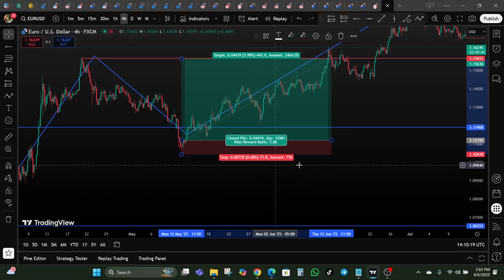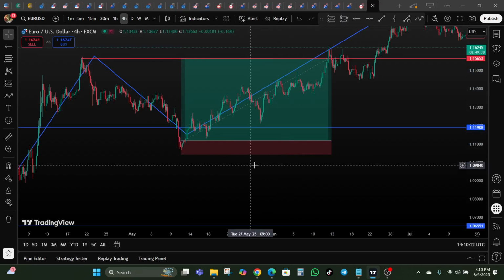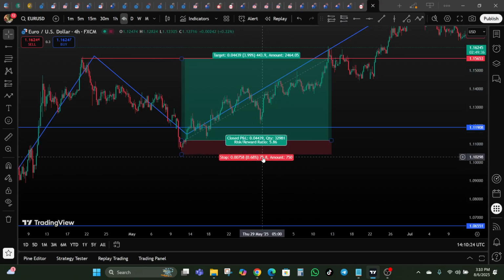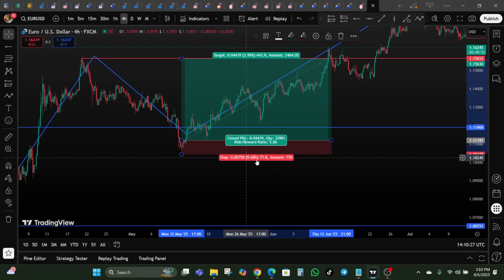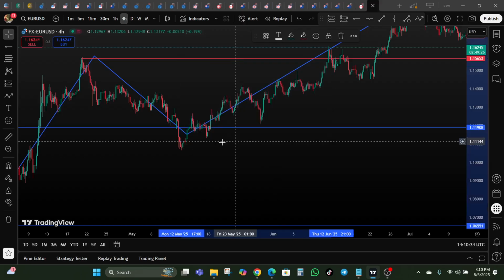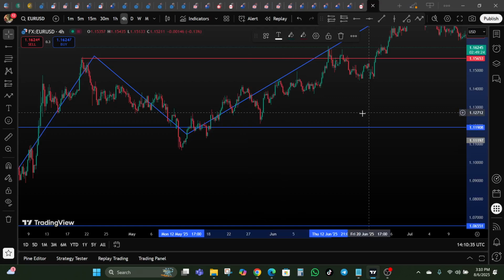This is actually 75 pips. This is the 4-hour chart. Sorry, I misinterpreted this. I just had to look at it closely again, and I realized that I made a mistake. This is 75.8 pips. Okay, this is a 4-hour chart, so it's not possible for it to be 7.5 pips. Okay, but that's by the way.